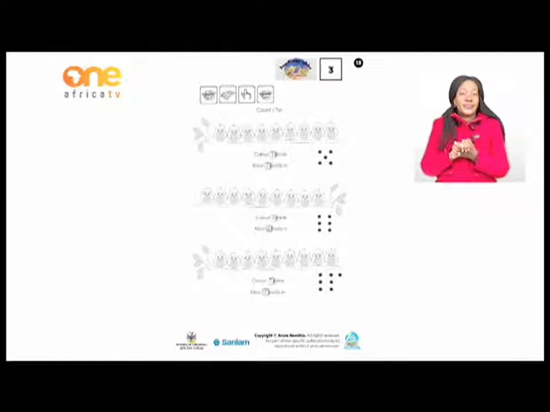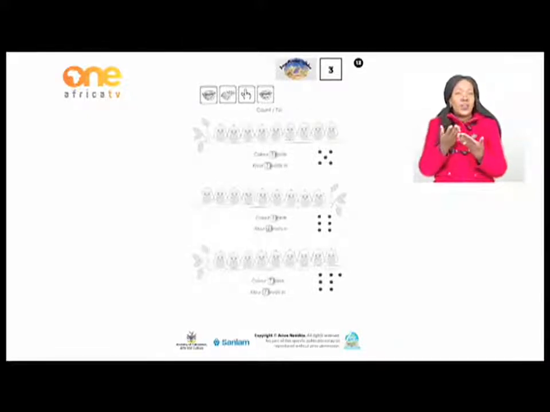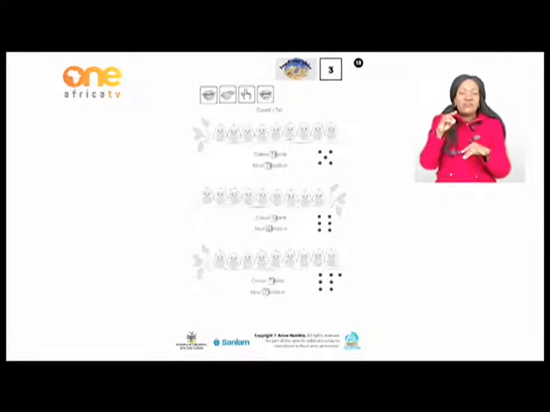On page 13, we are instructed to count. Let's count and see how many birds are seated on the branch. Let's count together from the left and point to the birds as we count. 1, 2, 3, 4, 5, 6, 7, 8, 9. There are 9 birds on the branch altogether.